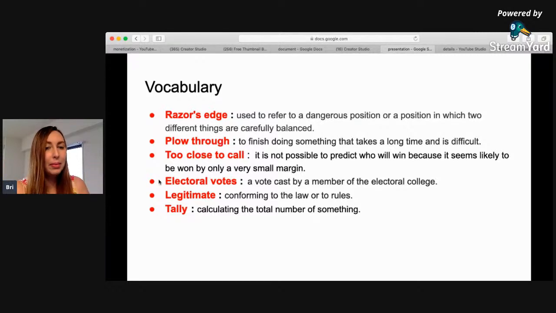Electoral votes, this is very much only for the election. Okay. And then legitimate means by the book, conforming to the law or to rules. This one you'll often hear in different situations, maybe not in daily conversation, but it's a good one to know. And last one, tally, or sometimes we say tally up, means counting the total number of something. So let me tally up how many coffees we have left in the back room, for example. Okay, very, very good.